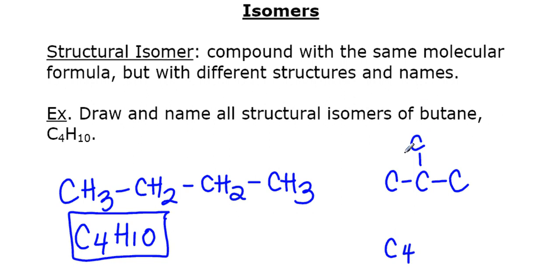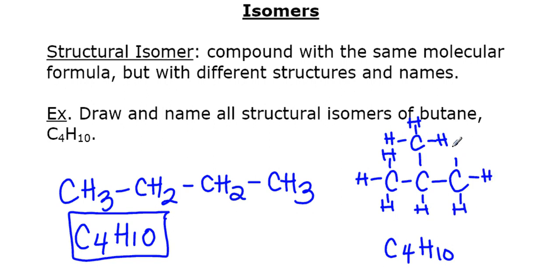So here I would need 1, 2, 3, 4, 5, 6, 7, 8, 9, and 10. That works. So if we were to put in all of those hydrogens now, that follows all of our bonding rules. The carbon has 4 hydrogens around it. This would be an isomer of butane. But how would we name it?